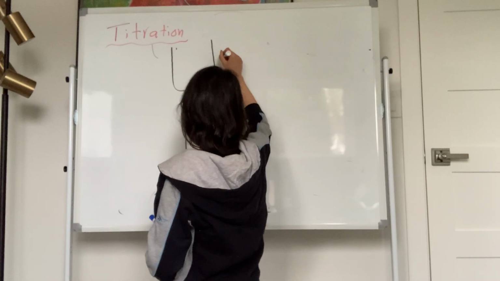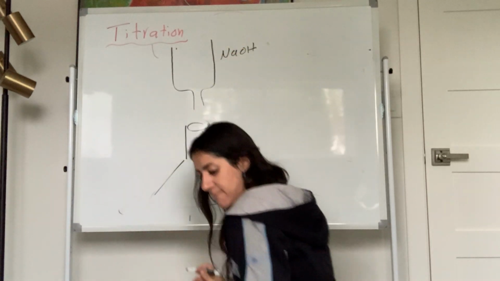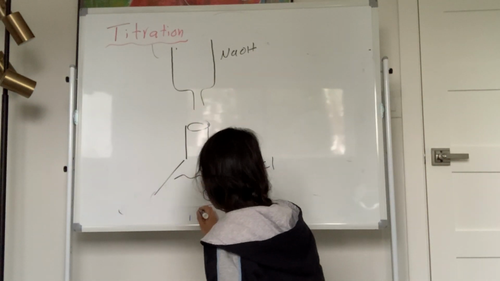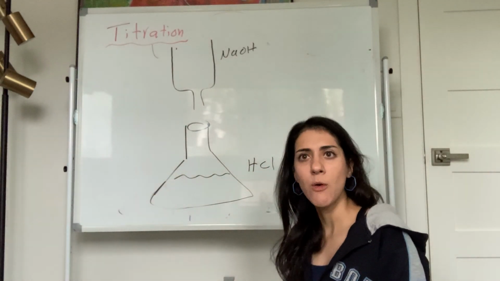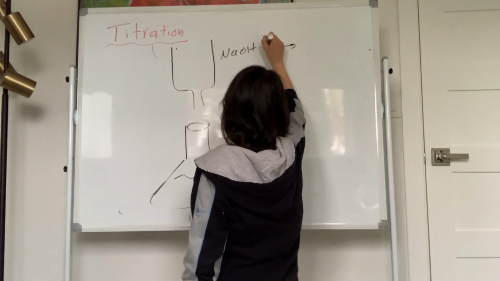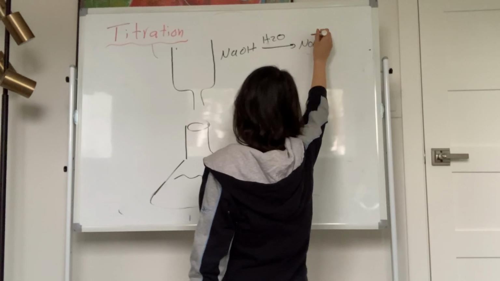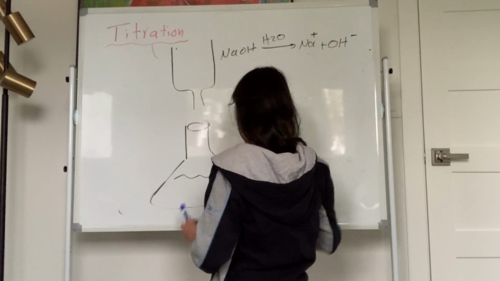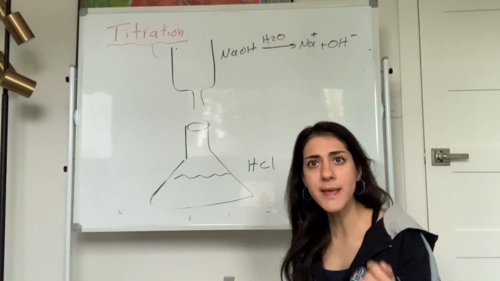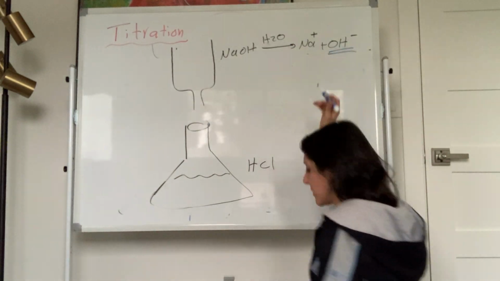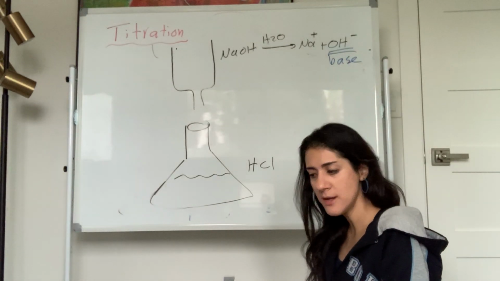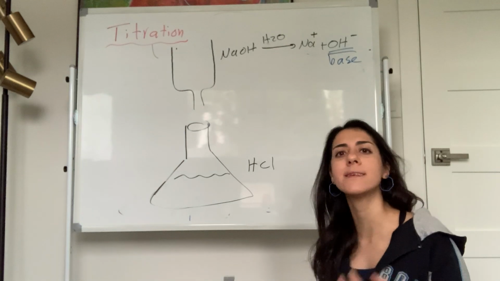Okay, up here, I said I'm going to have NaOH, right? And down here, I'm going to have hydrochloric acid. So far, so good. Now, NaOH, we've done this before. When you have NaOH in water, it breaks up into Na plus and OH minus. And remember, what makes NaOH a base? Sodium hydroxide is a base because of OH minus. OH minus is what makes something act like a base. So far, so good.